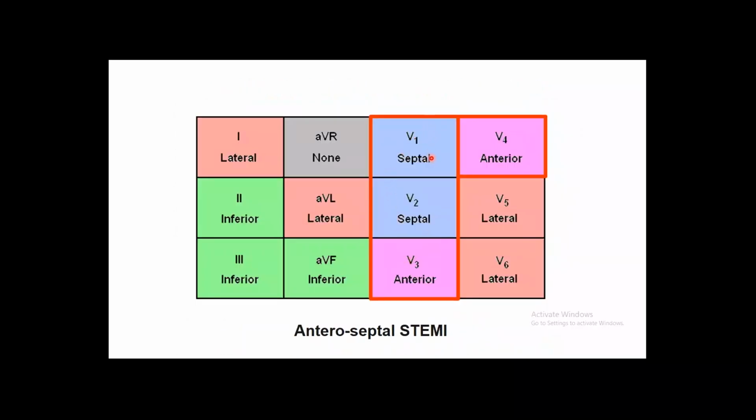And here is how we localized the site of infarction. V1 and V2 are recording the septum, V3, V4 looking at the anterior wall. So we have anteroseptal STEMI.